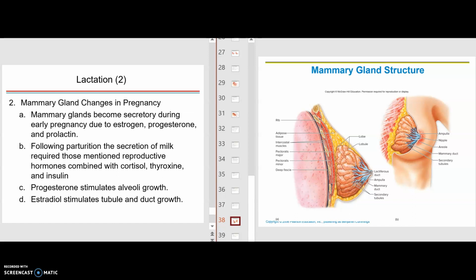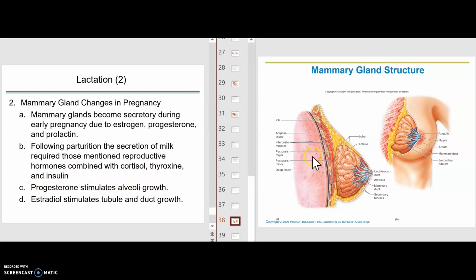So, mammary gland changes in pregnancy. Mammary glands become secretory during early pregnancy due to estrogen and progesterone and prolactin. Prolactin is secreted from the anterior pituitary. It's being controlled by prolactin inhibiting factor in the hypothalamus. But anyway, following parturition, the secretion of milk requires those mentioned reproductive hormones combined with cortisol, thyroxine, and insulin.